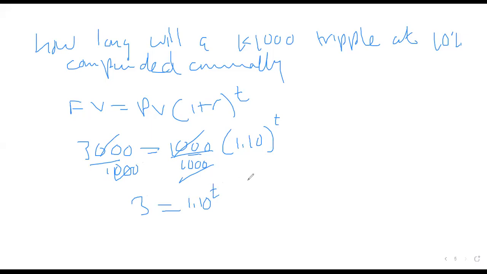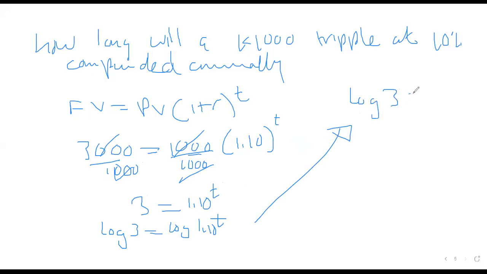To solve for t, we introduce logs on both sides. This is log 3, this is log 1.10 to the power t. So the log is the only one that causes an exponent to fall down. So the t will come here. We want to have log what? 1.10. So how do we find t in this case? We're going to find t by dividing both sides by log 1.10. So log 3 over log 1.10 will give us our t.